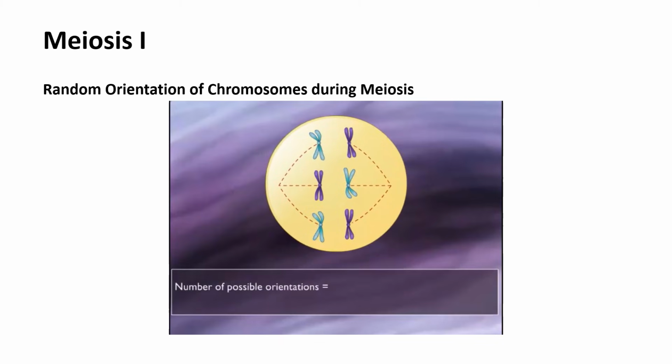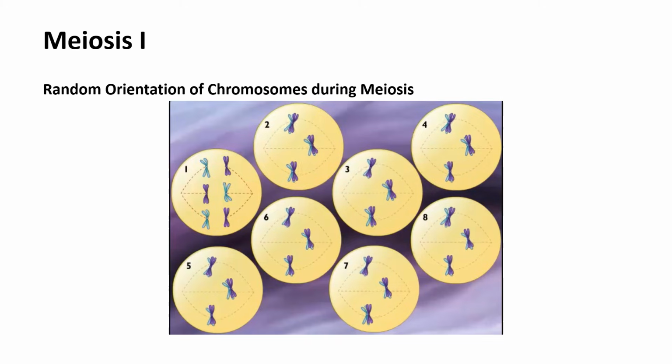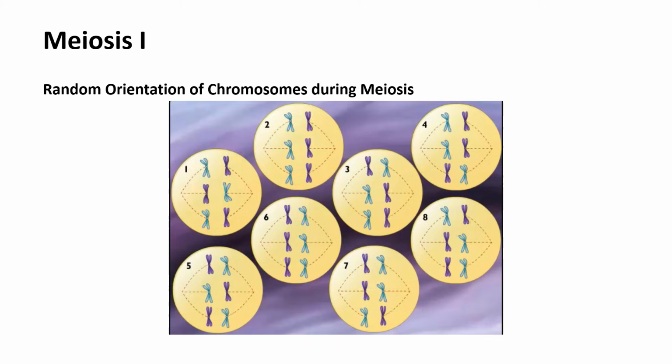The number of possible chromosome orientations equals 2 raised to the power of the number of chromosome pairs. In this hypothetical cell with 3 chromosome pairs, 8, or 2 to the 3rd, possible orientations exist. Each orientation produces gametes with different combinations of parental chromosomes.